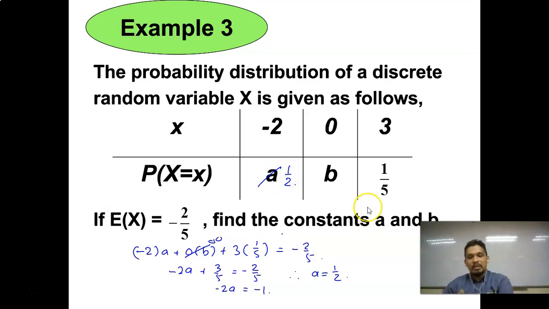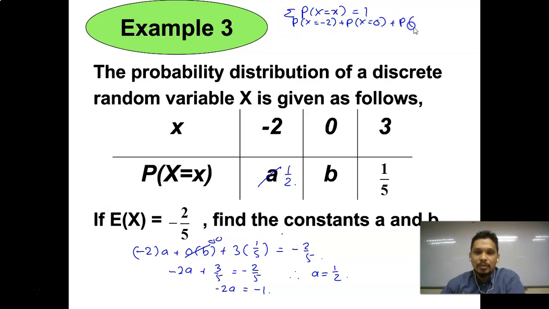In your examination, you need to copy this table again, and you do have to write down a, just something like this. So you just straightly write down a is 1 over 2. By the way, the summation of all the probabilities of x equal to 1, meaning probability of x equal to negative 2 plus probability of x equal to 0 plus probability of x equal to 3 equal to 1. Where a is 1 over 2, plus b, plus 1 over 5 equal to 1.